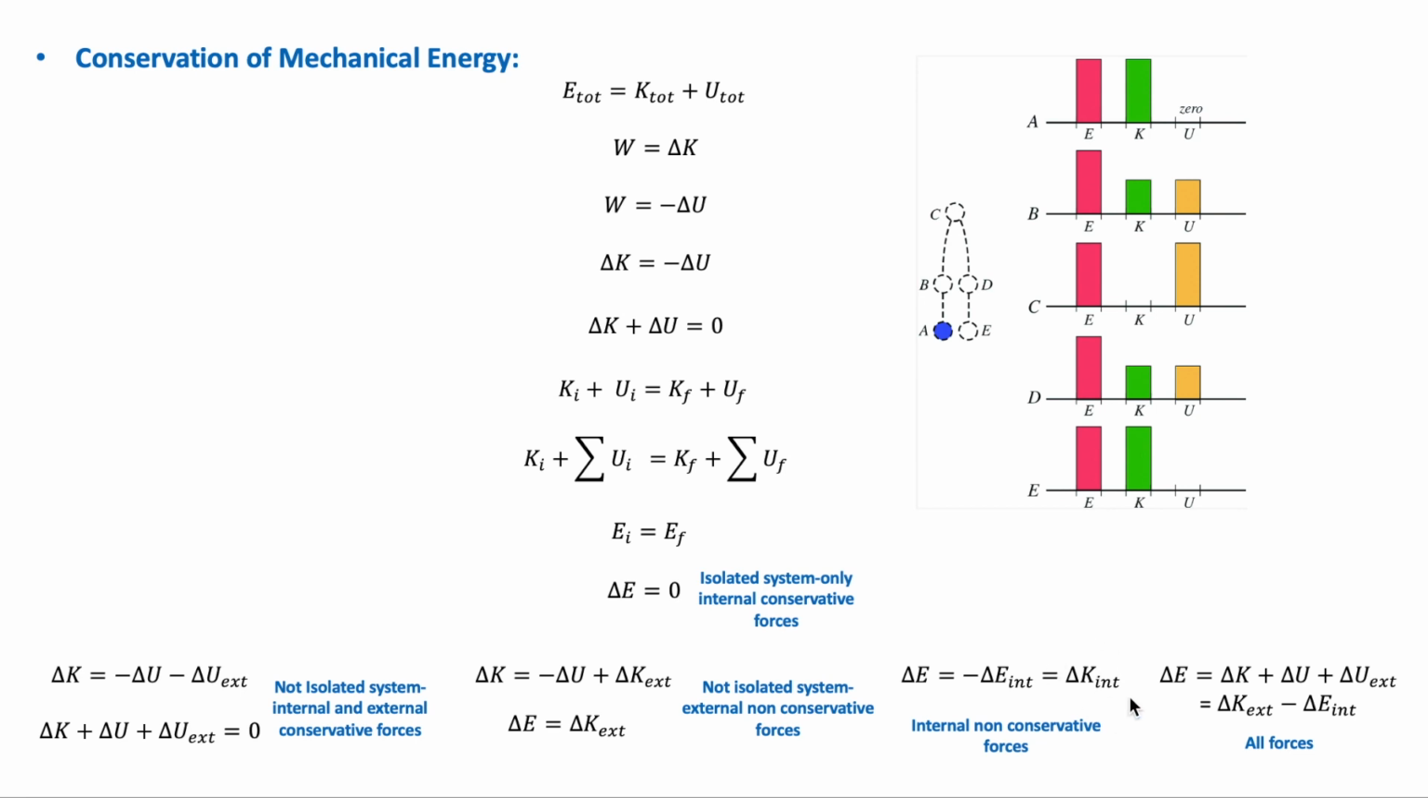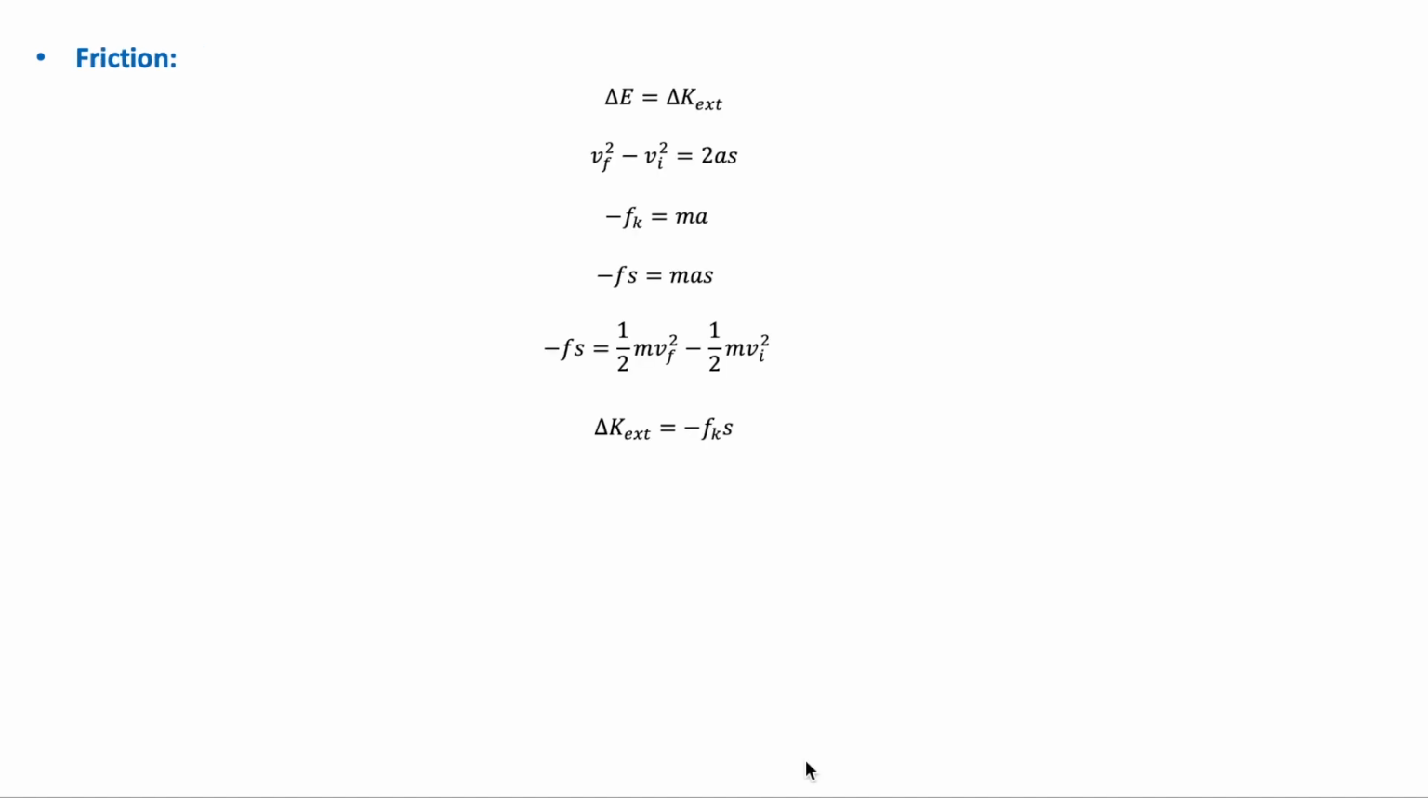So now let's consider a system in which there are both internal and external conservative and non-conservative forces. And in this case, the change in the total mechanical energy of the system can be written in this form. So now let's consider friction, which is a non-conservative force. If this force is applied externally to a system in which only internal conservative forces act, then it will decrease or dissipate the kinetic energy of the system by transforming it into thermal energy.